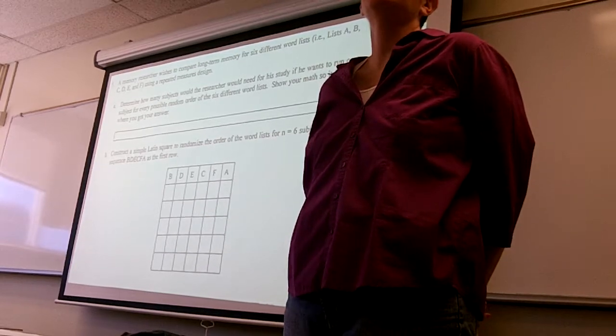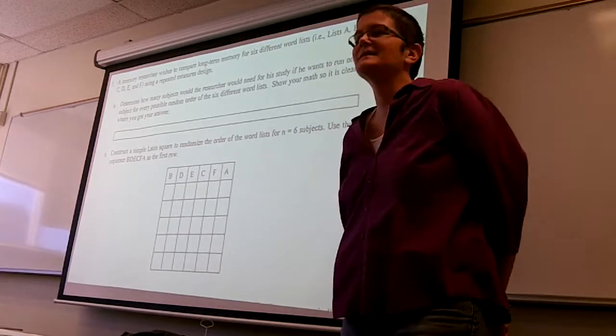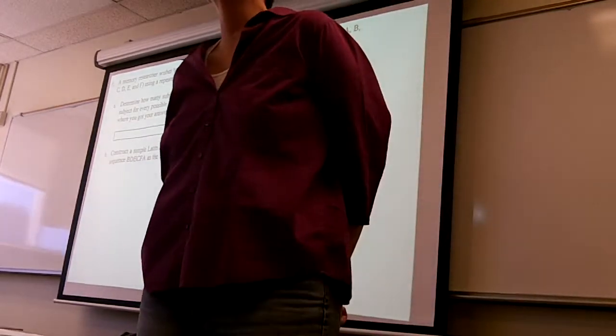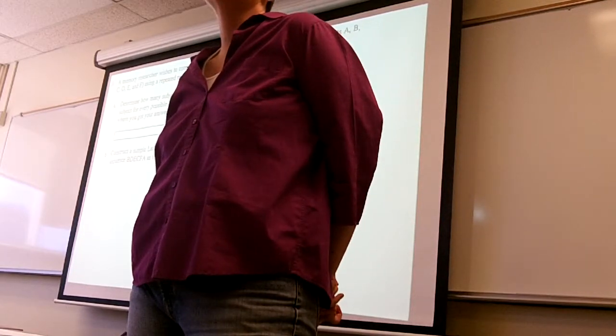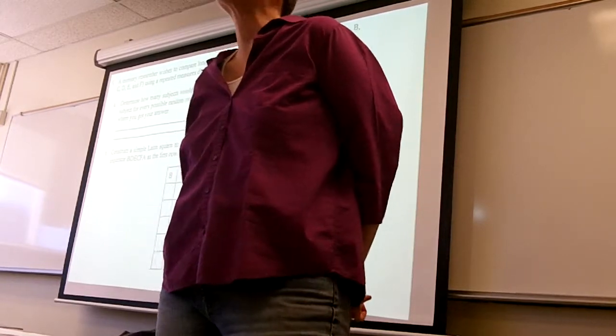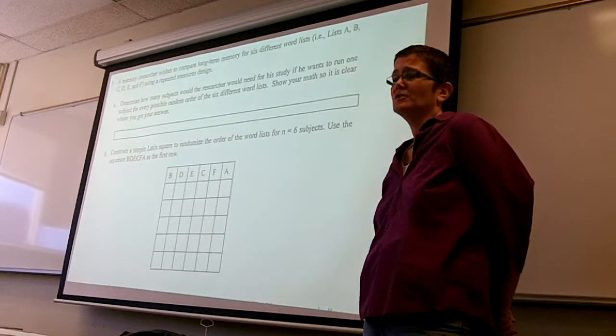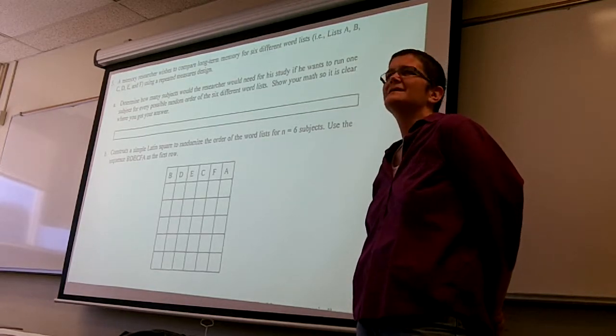720. What do you think? Is she right? Yes. Abby's right. 6 times 5 times 4 times 3 times 2 times 1. So if they want to run one subject for each possible random order of those 6 lists, they're going to need 720 subjects for their experiment. That's a lot of subjects. Do you want to run 720 subjects? No. That sounds like too many.